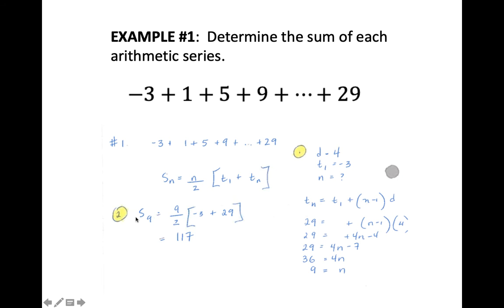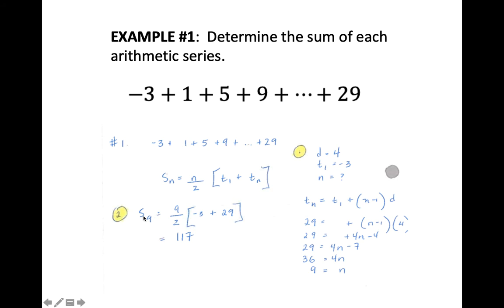So now we want to find out how many terms this actually is. So I need to know what that term is, and I put it in as 29. This is -3 plus (n minus 1) times the constant, which is d. Here's your -3 there again. So then 29 equals 4n minus 7. I add 7, divide by 4. Turns out this is the 9th term.